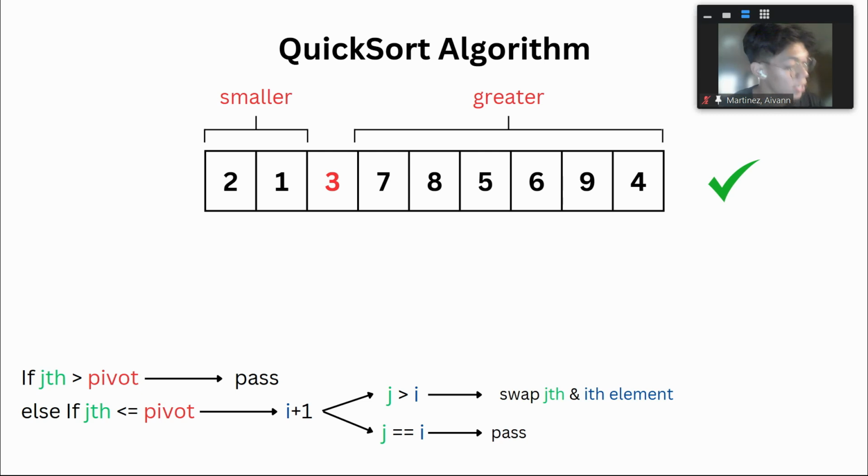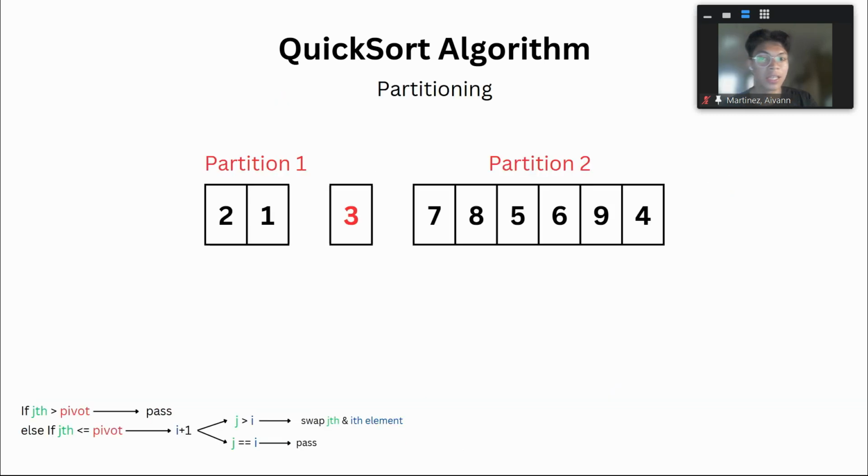this array. Notice here that 3 now is in its proper position. Why? Because all elements on the left of 3 are smaller than our pivot element, and all elements on its right are greater than our pivot element. Notice here that 2 and 1 are smaller than 3, and the remaining are greater than 3. So after going through this step, we will now proceed to our next step, which is the partitioning.